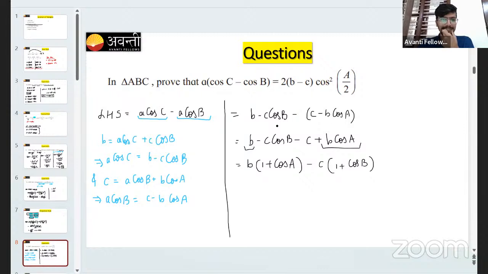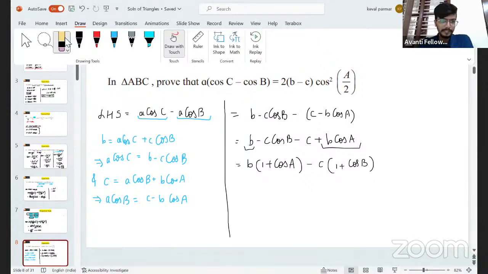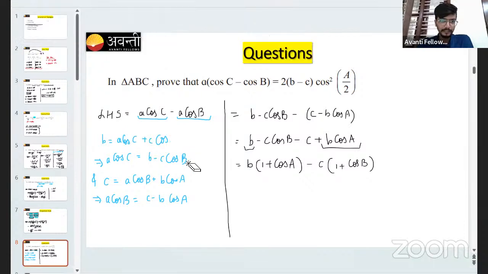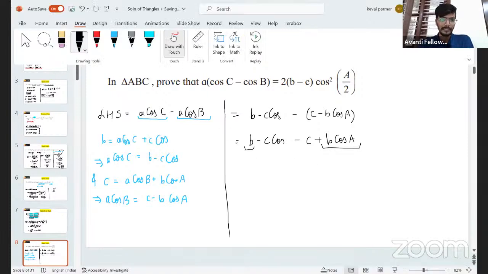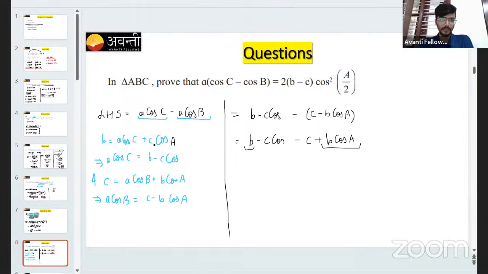Actually, here should be A, right? We made a mistake here. It is C cos A. Now it's correct. And it should be C cos A, na? A cos C, C cos A.